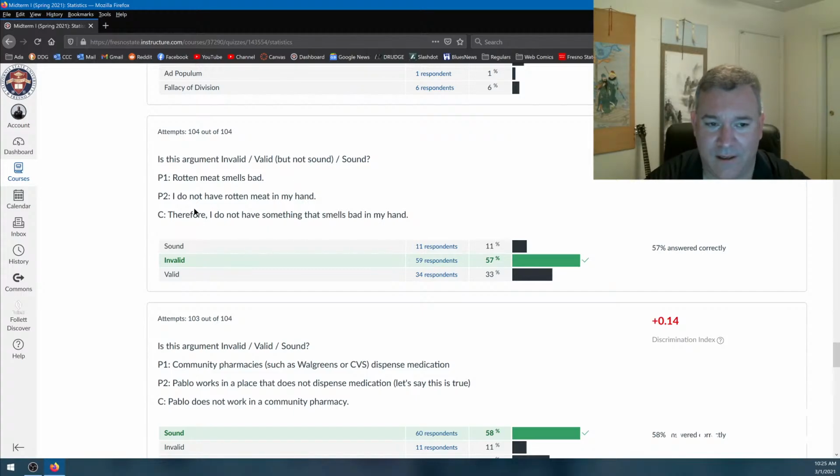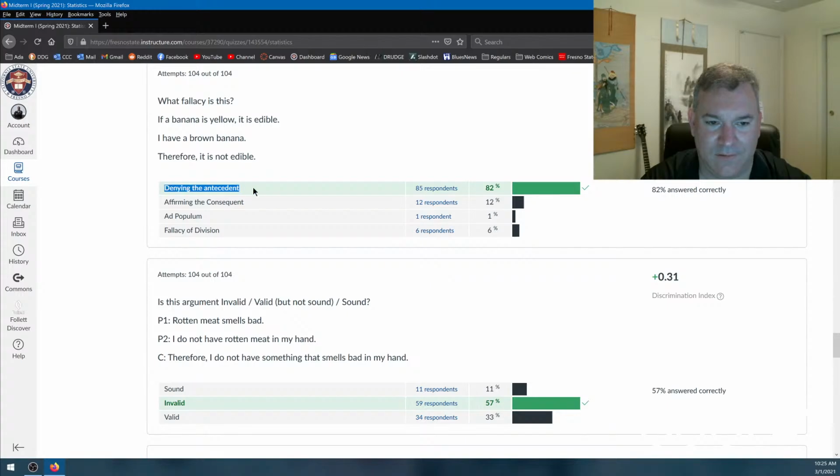And so this is, rotten meat smells bad. If I have rotten meat in my hand, it smells bad. I do not have rotten meat in my hand, therefore I do not have something that smells bad. Yeah, I could have something else that smells bad in my hand, right? I could have, I don't know, some sort of medicine or something like that. It smells bad in my hand. So this is a denying the antecedent fallacy.